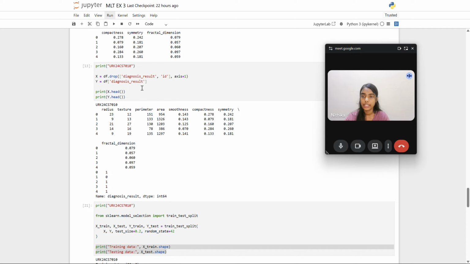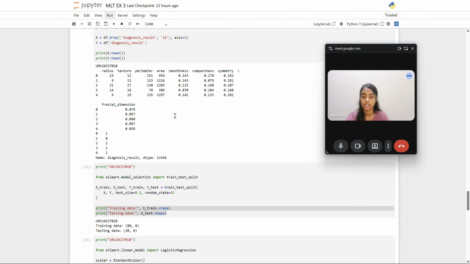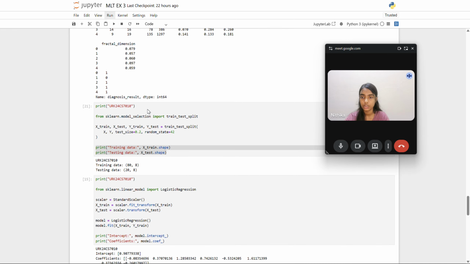So all useful features and columns are selected as X. Diagnosis result is selected as Y. The ID column is removed because it is only an identifier and is not useful for prediction. So this is the output.